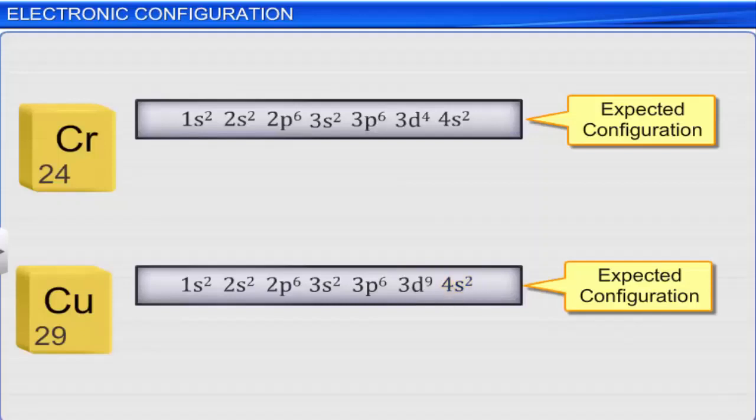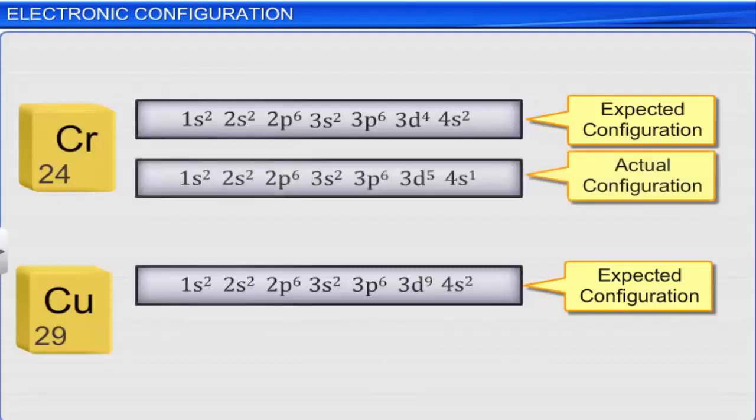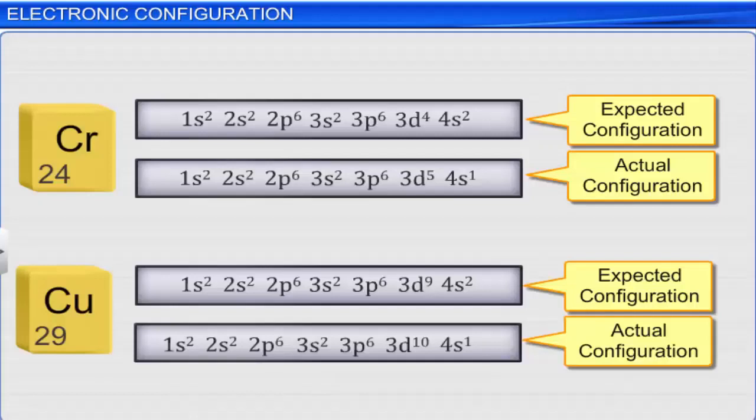But actually their configurations are 1s2, 2s2, 2p6, 3s2, 3p6, 3d5, 4s1, and 1s2, 2s2, 2p6, 3s2, 3p6, 3d10, 4s1 respectively.